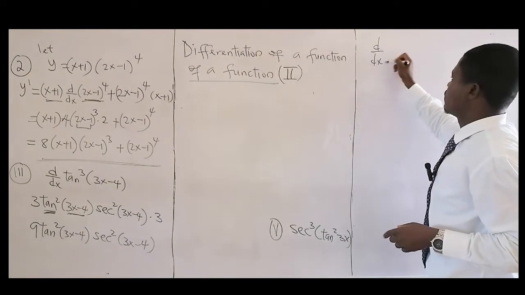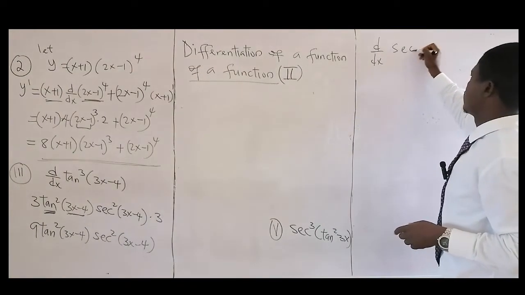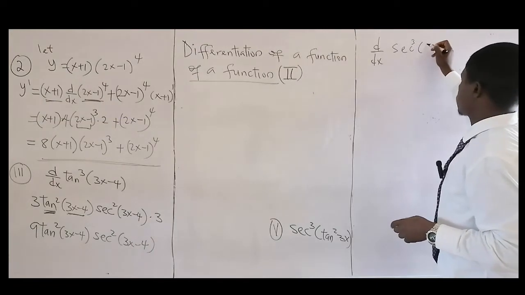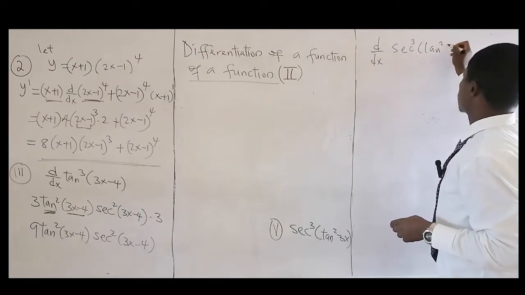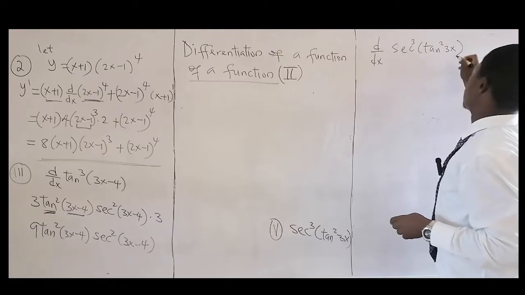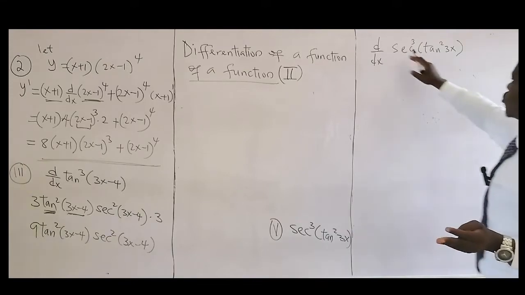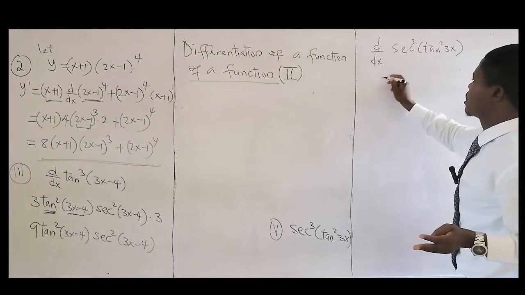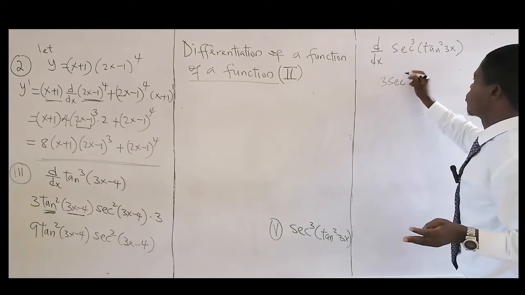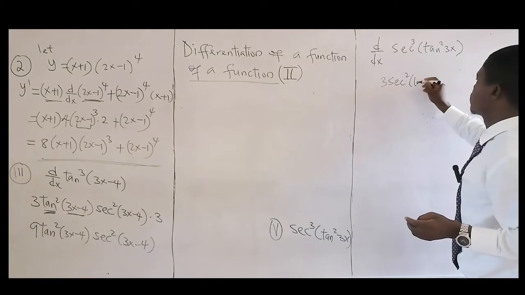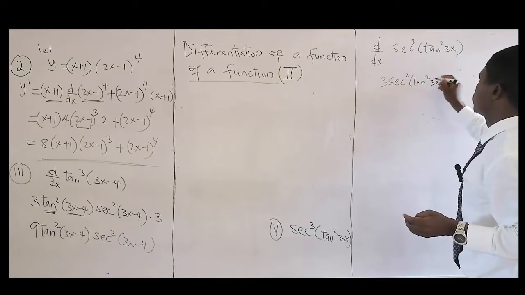We want to find the derivative of sec cubed of the function tan squared 3x. I'm not going to use any alphabet to represent anything here; I'm going to do it straight away. So this will be equal to 3 sec squared of the function tan squared 3x.